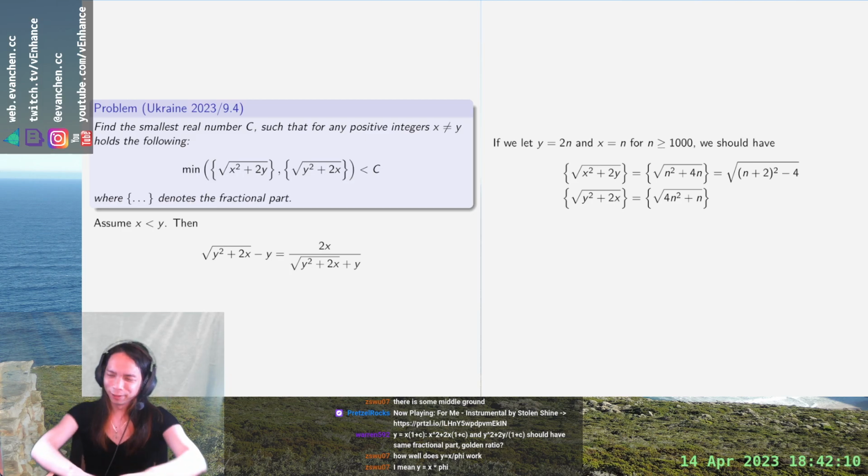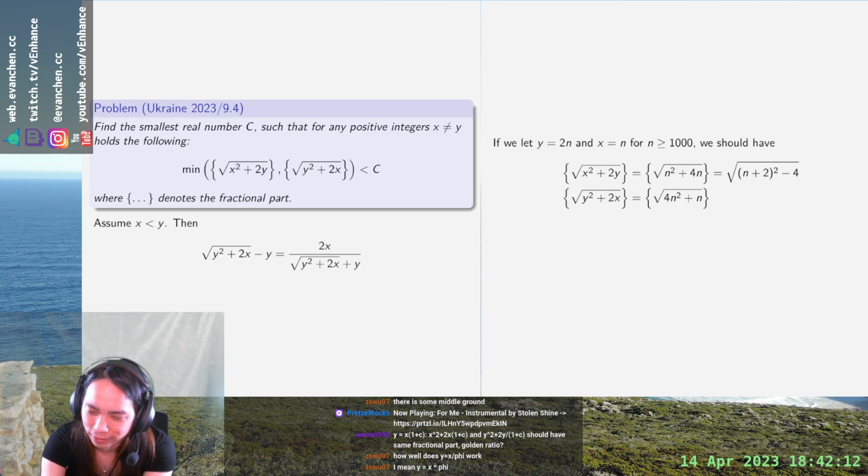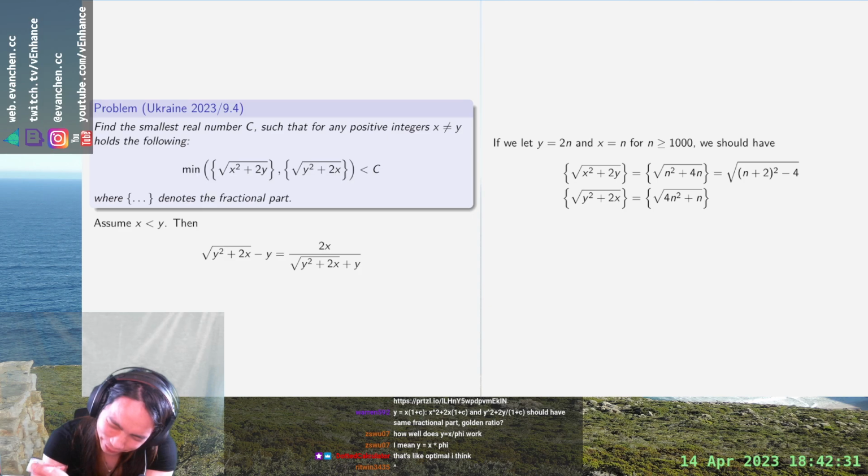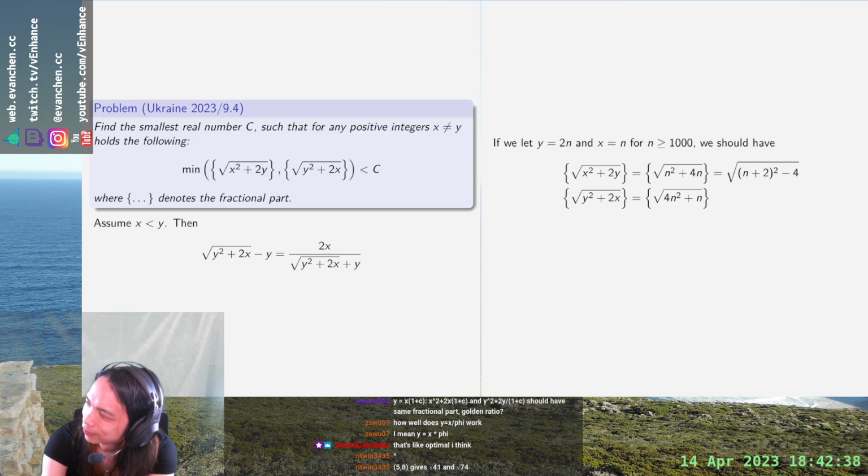x is phi. I think the problem with phi is that, like, if x is about phi y, well, okay. What you could do is you could try to plug x and y as consecutive Fibonacci numbers. That is a thing you can try. That'll actually probably do pretty well. It'll do better than this, I think, because this is pretty bad.